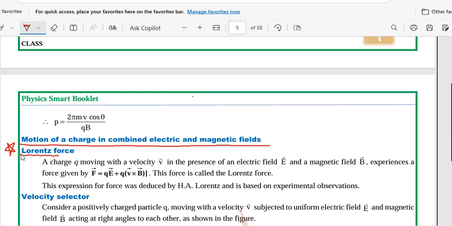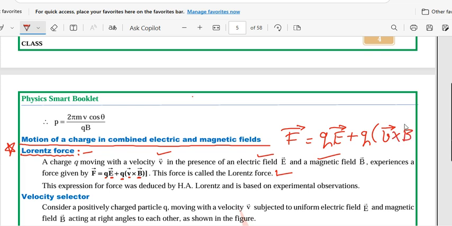See, what do you mean by Lorentz force? It is a very important concept. See, a charge Q moving with a velocity v bar in the presence of electric field E bar and magnetic field B bar experiences some kind of force that is given by F is equal to Q E bar plus Q v bar cross B bar. So this force is called the Lorentz force. So whatever charge is moving with a velocity v bar in the presence of electric field and magnetic field, that kind of force is nothing but Lorentz force. In vector form, F bar is equal to Q into electric field E bar plus Q into v bar cross B bar.